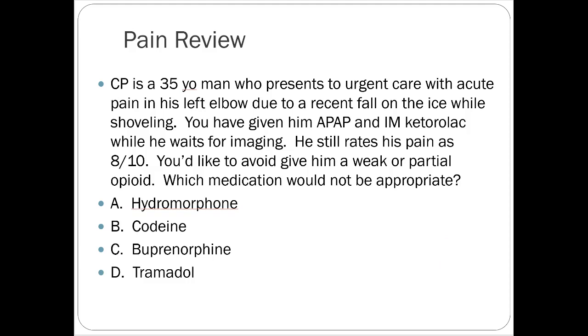CP is a 35-year-old man who presents to urgent care with acute pain in his left elbow due to a recent fall on the ice while shoveling. You have given him acetaminophen and IM ketorolac while he awaits imaging. He still rates his pain as 8 out of 10. You'd like to avoid giving him a weak or partial opioid. Which medication would not be appropriate?